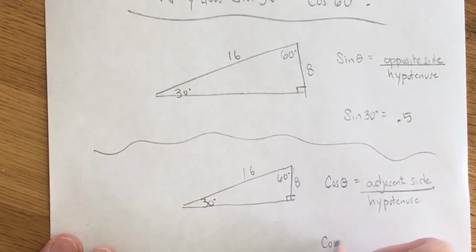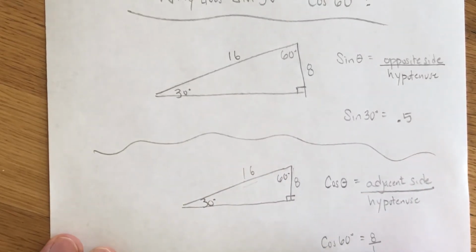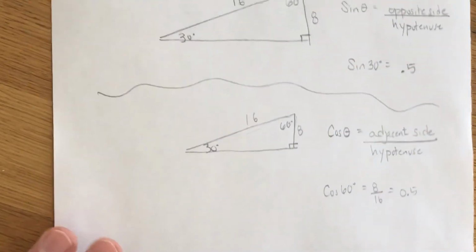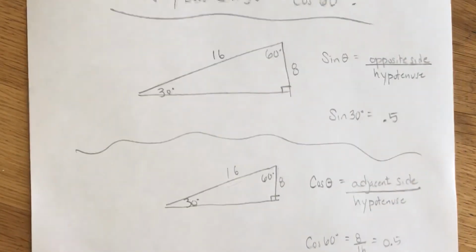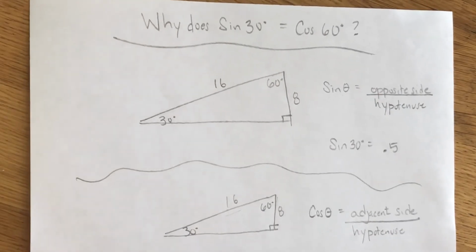So cosine of 60 degrees would be the adjacent side length over the hypotenuse, 8 over 16, which again is 0.5. So it looks like it's a coincidence that sine of 30 degrees equals the cosine of 60 degrees, but really it's just two different ways of saying, hey, we're going to look at the exact same two side lengths here.